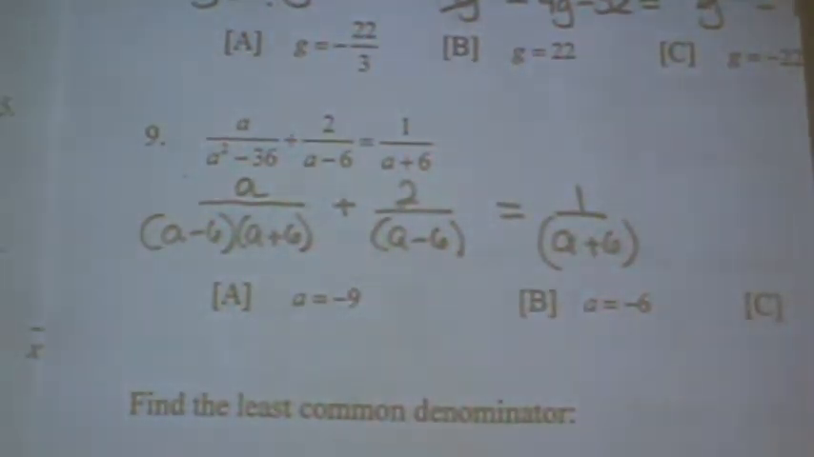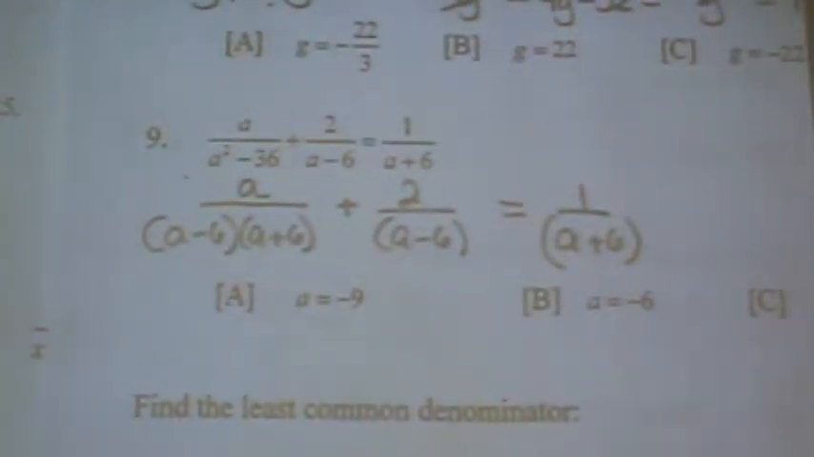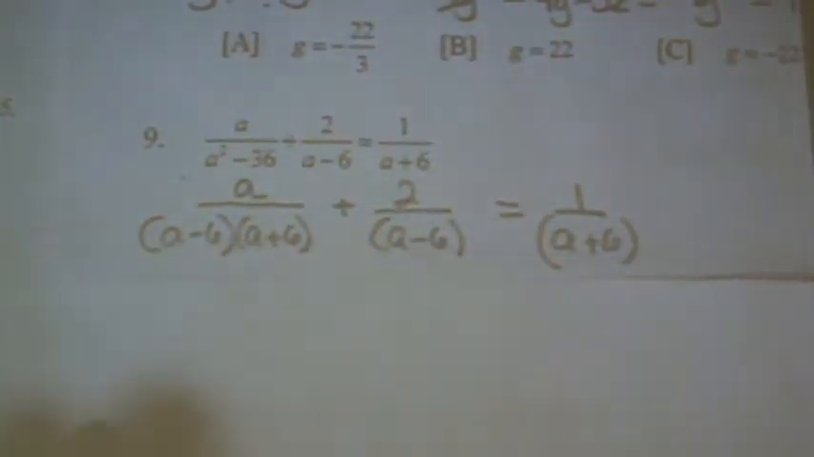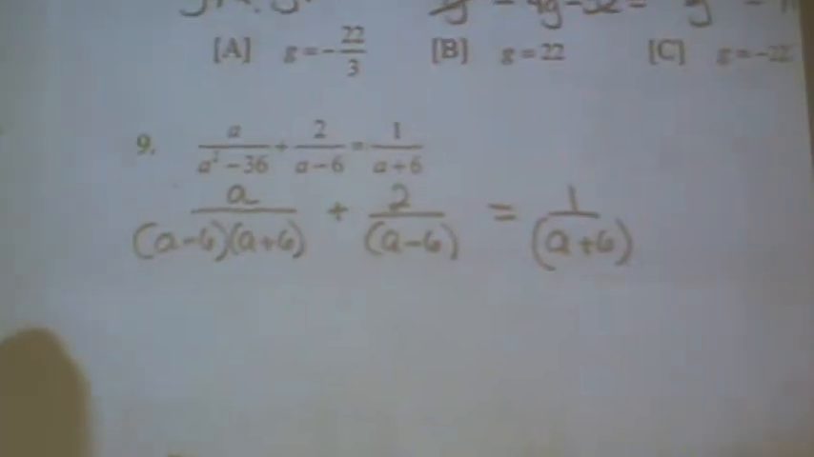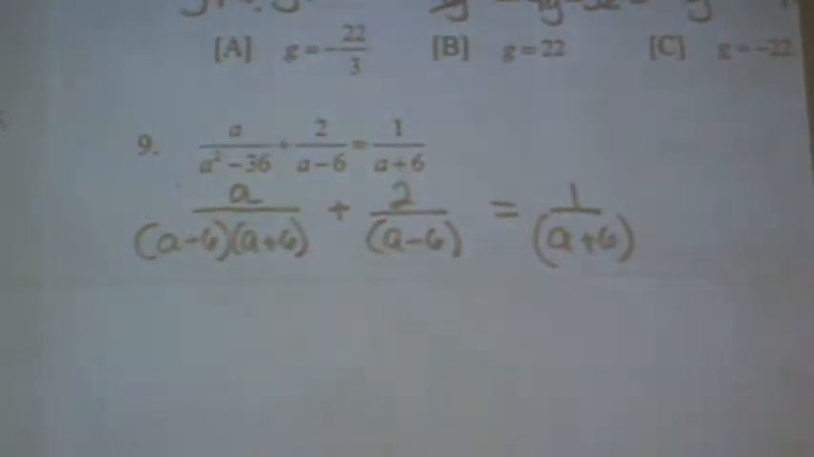Okay? Well, our greatest common denominator, or greatest common factor, is going to be a plus 6, a minus 6. So what you're going to do is multiply all three of these terms by a minus 6, a plus 6. Why? Because you want to get rid of those three denominators. You don't want them in the problem at all. So we're going to multiply each by a minus 6, a plus 6.